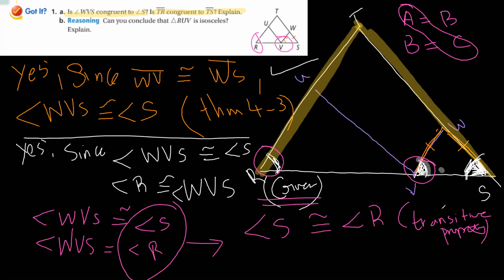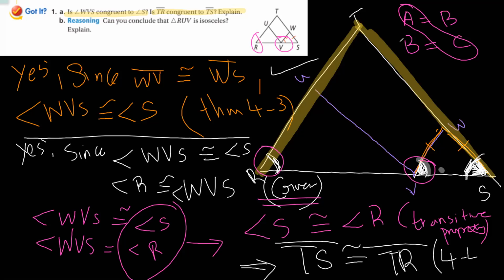Teacher, since the angles are congruent, can I say now that line segment TR is congruent with TS? Yes, line segment TS is congruent with TR because of theorem 4-4. In theorem 4-4, we say that if two angles are congruent, their opposite sides will be congruent too. Is it clear?